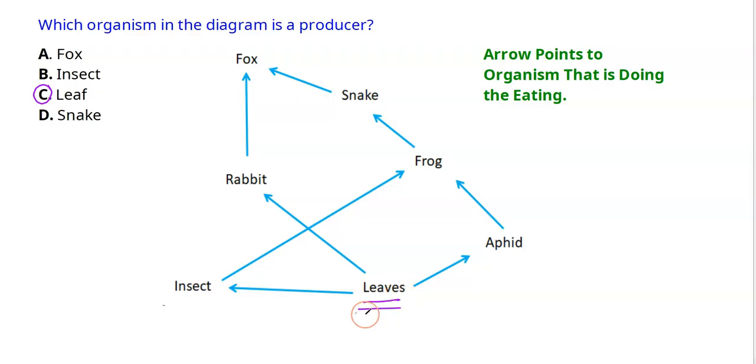Leaves do not have any arrows pointing to it. They only have arrows pointing away from it. And leaves, if you think about it, they can produce energy via the sunlight and photosynthesis. The rest of these organisms can't do it. That's the definition of a producer. So the answer for this question is C.